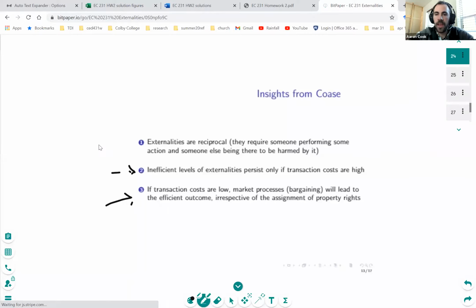And then the second point is that allowing them to bargain, and having them bargain if they're able to have low enough negotiating costs and they're able to communicate with each other and reach some kind of mutually beneficial bargain, that's going to have a much better outcome than leaving it up to some kind of tax regime which slaps a tax on the activity in question.